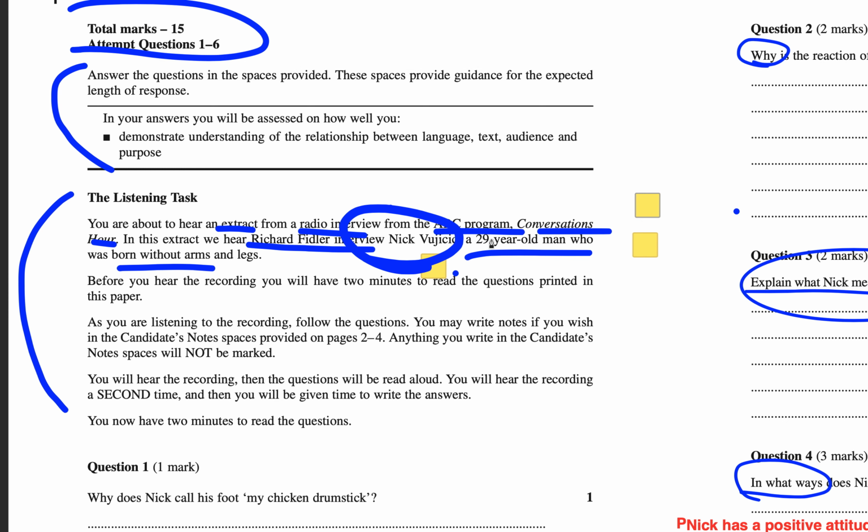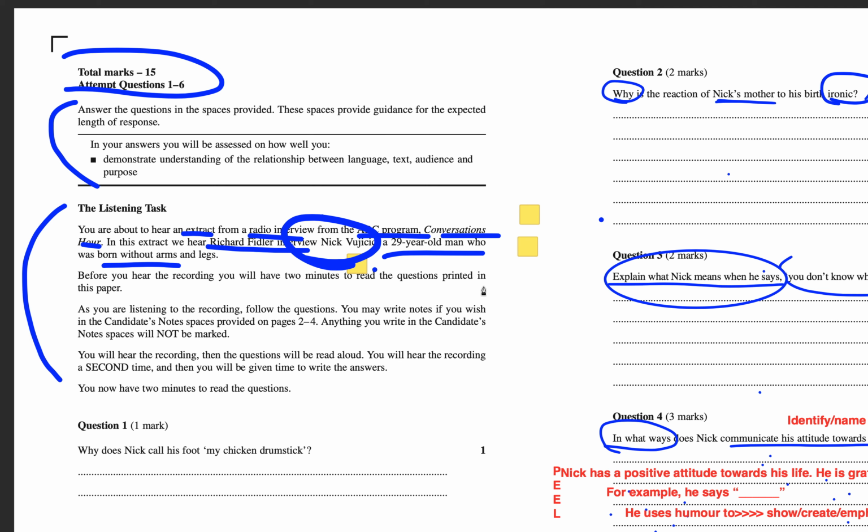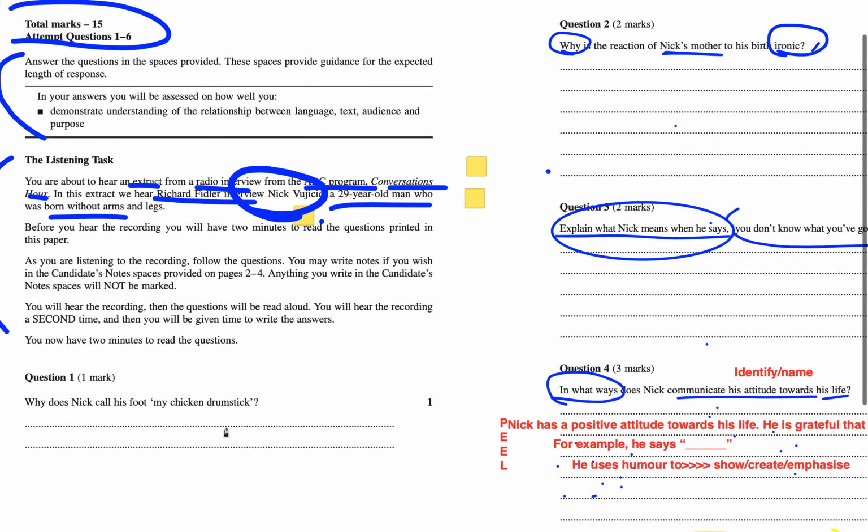I suggest you use those 2 minutes very wisely, because if you're able to read through the questions and have an understanding of what you have to listen out for first, that helps. And you don't have to complete these questions in the order that they're written. Most people do, but whatever you remember first, you jump to.